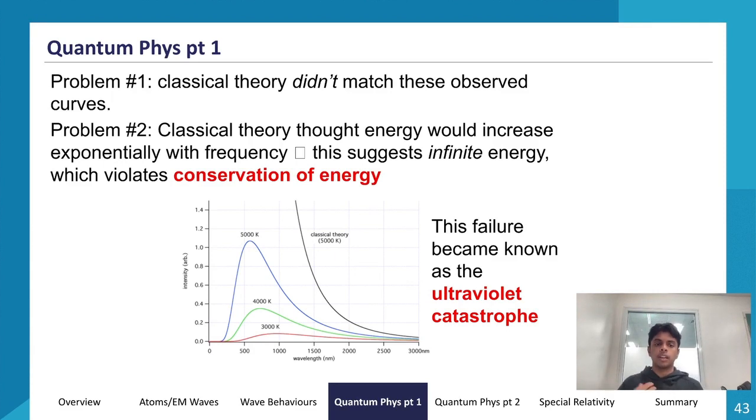So if you want to explain the ultraviolet catastrophe, you want to go through the two problems. And you might even want to draw a graph between the observed values and the classical theory to show that the classical theory diverges from the observed curve.